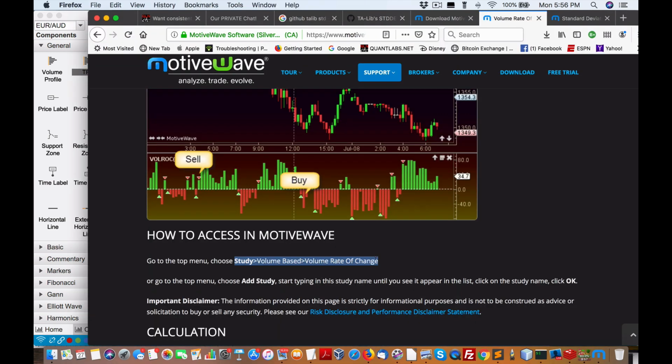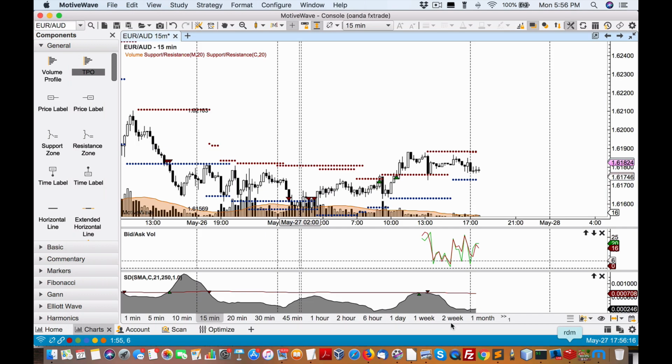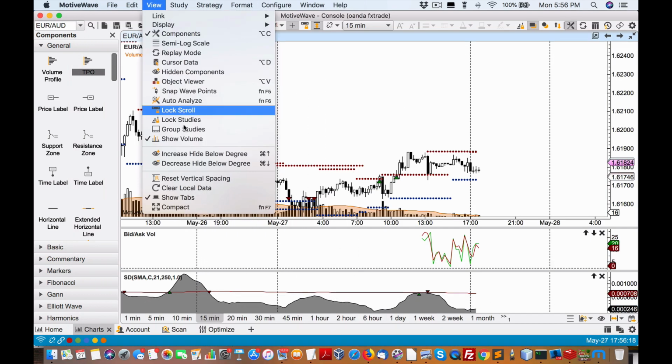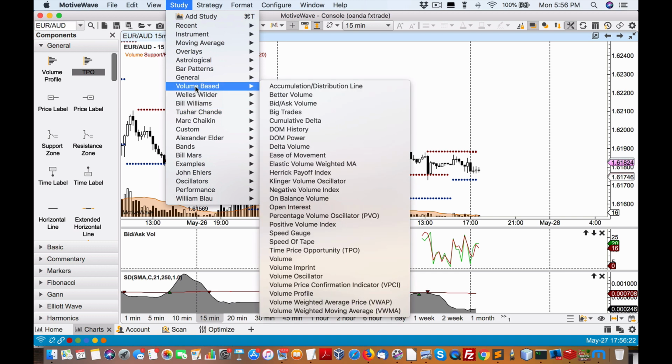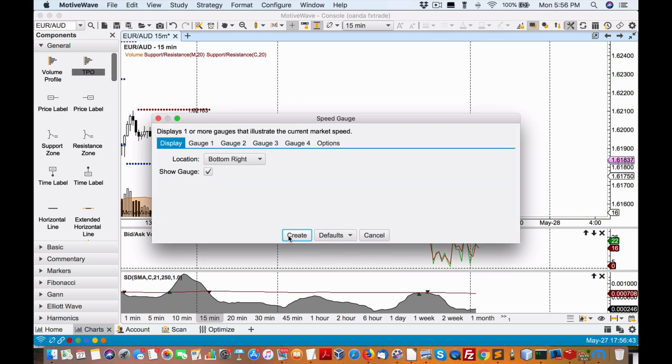So we're looking for volume rate of change. Just go in there again. Volume, study, volume based. So percentage volume oscillator, positive volume index. I'm going to look at that in a minute, but I want to know volume rate of change. I don't see it. I'm going to assume it's something like this, the speed gauge.